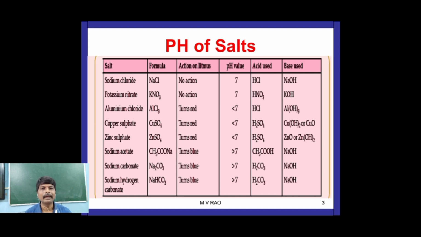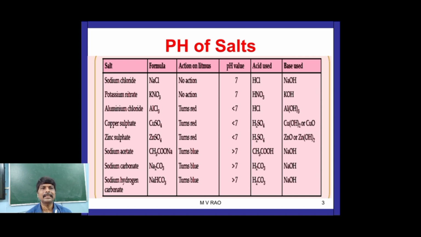We take sodium chloride. Already you know formula is NaCl. Sodium chloride is neutral to litmus, so no turn, no changes. So neutral means its pH is 7. So what is the acid in sodium chloride? Hydrochloric acid. What is the base? Sodium hydroxide. Second one, what is the salt? Potassium nitrate, KNO3. So KNO3 also you try with litmus paper. No change, no action, no change in color. That means it is a neutral salt. What is the pH for neutral salt? 7. So potassium nitrate is there, base is potassium hydroxide, nitrate is there, acid is nitric acid, HNO3.